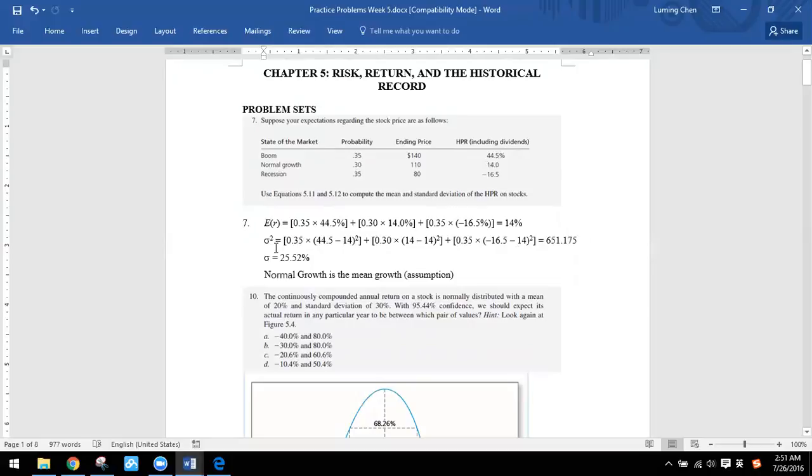After the calculation, we get the variance of the stock. The expected variance is 651. We take the square root, and if we take the square root, the standard deviation is 25%. So the key here is that normal growth is the mean growth if we assume it.